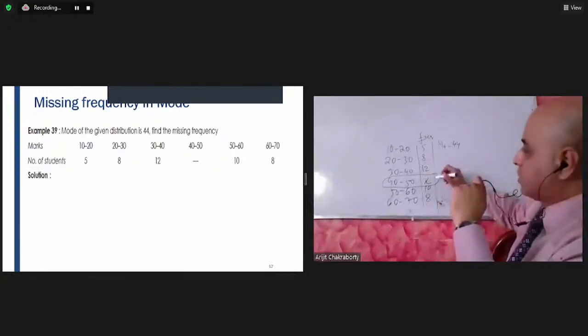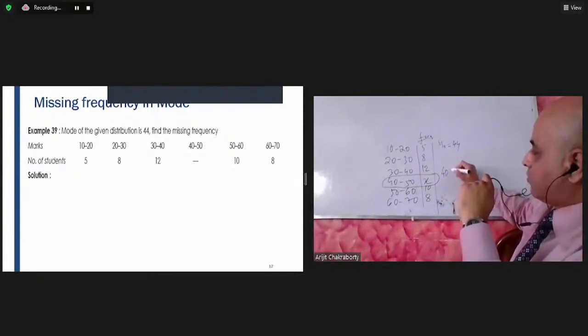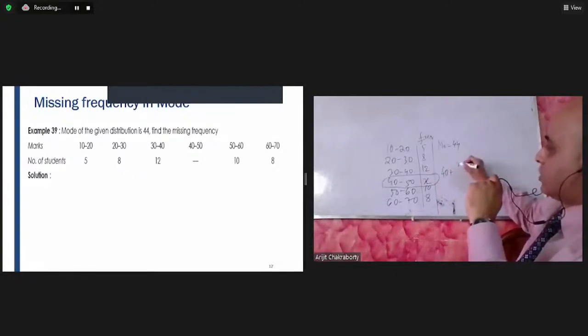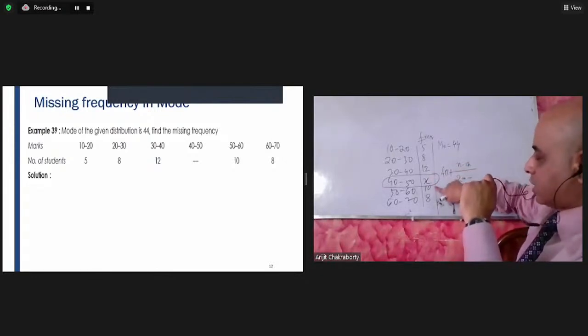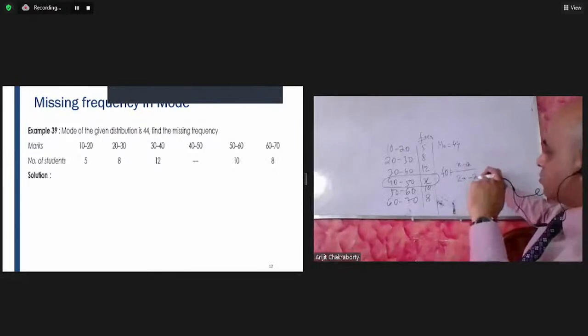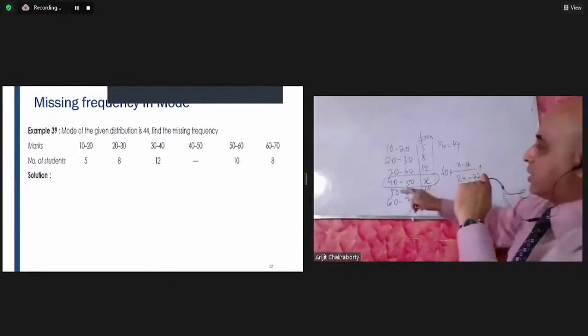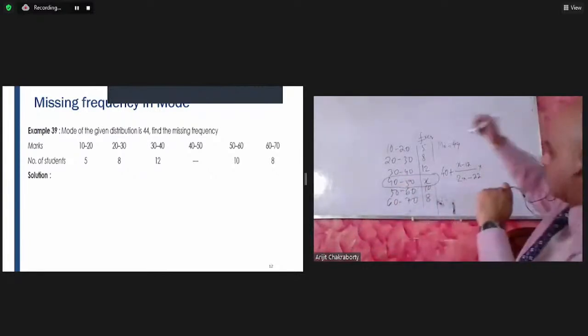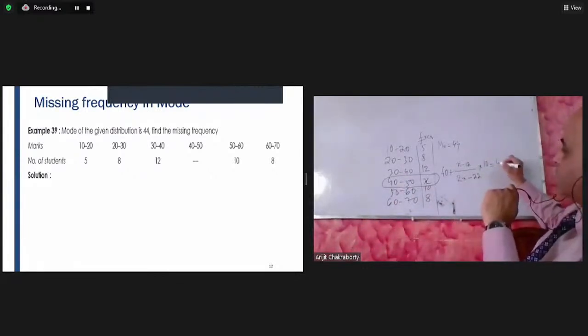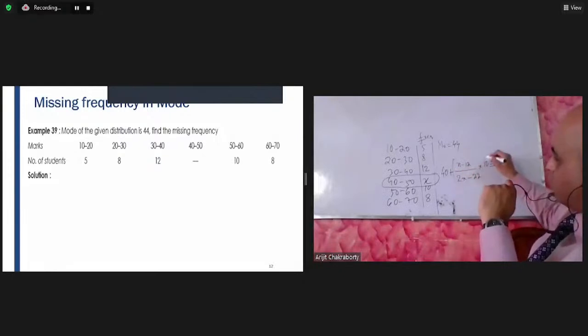So the formula is what? I will write 40 plus (x minus 12) divided by (2x minus 12 minus 10), that is the modal frequency minus the earlier frequency, x minus 12, divided by 2 into x minus 12 minus 10. That is, I think, 2x minus 22. Multiplied by the class width. The class width is 10 because 40 to 50 is 10. So into 10. That gives you 44. So this is the formula.